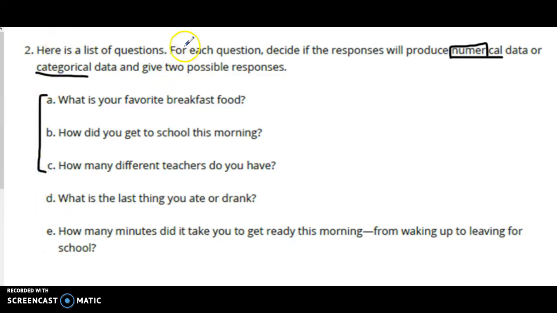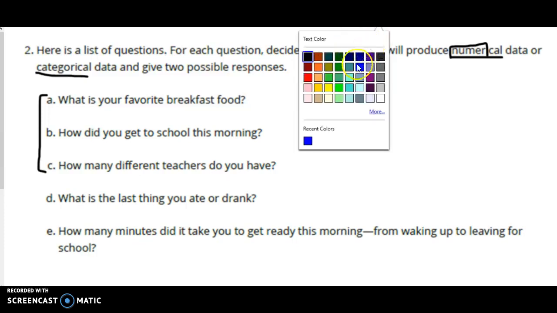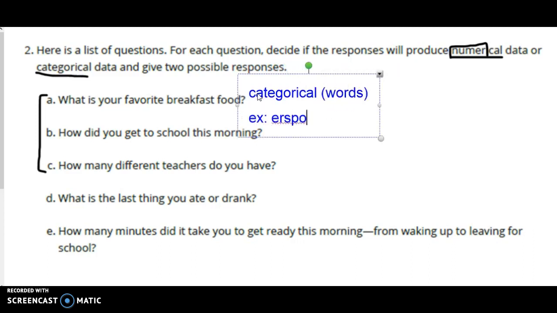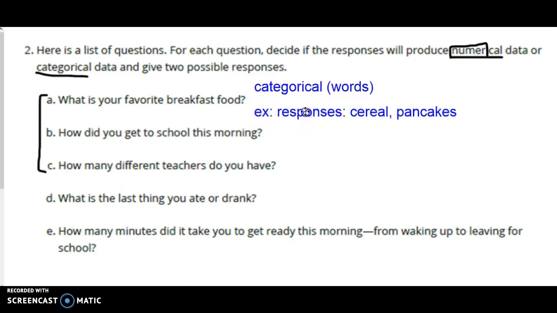A, what is your favorite breakfast food? So I could say things like cereal, waffles, pancakes. But if I'm answering what is my favorite breakfast food, I'm going to use words. So this needs to be categorical. And then we're going to say here words. And then we're going to say example responses. We need to give 2 example responses. So I might say cereal and I might say pancakes. That is our response to A.